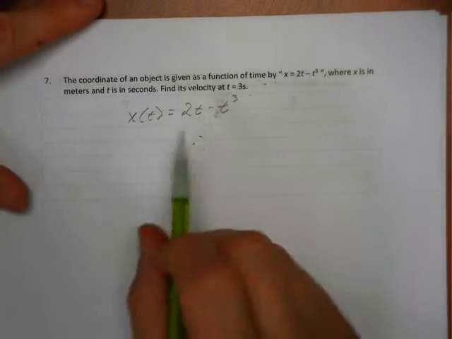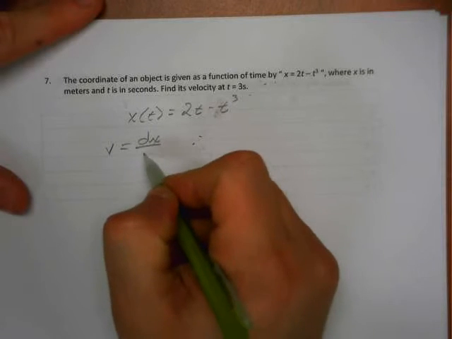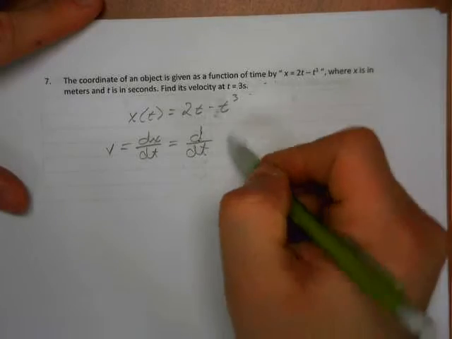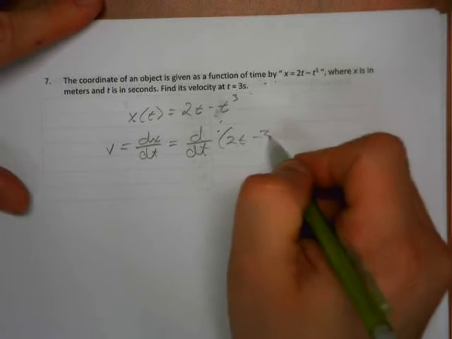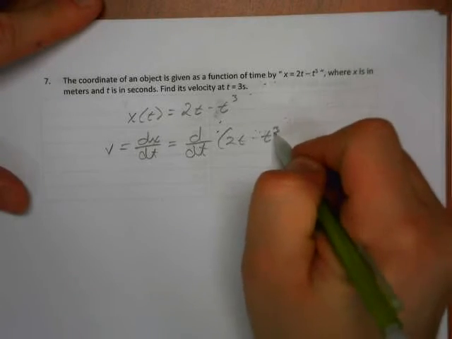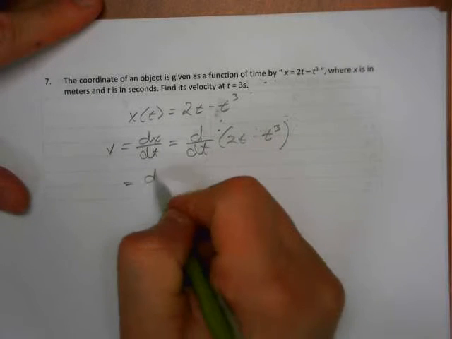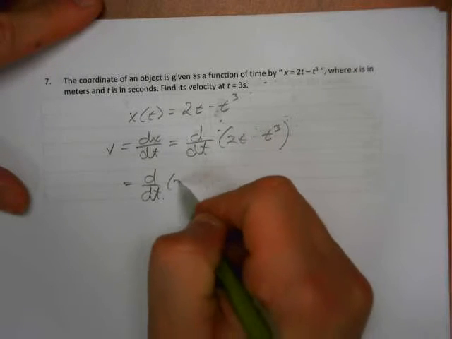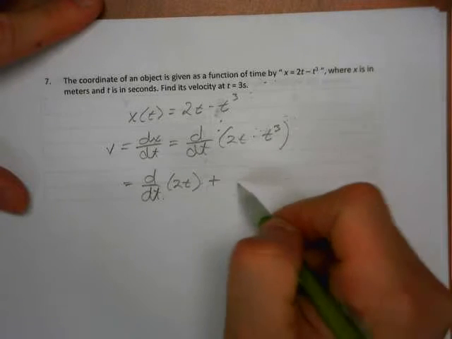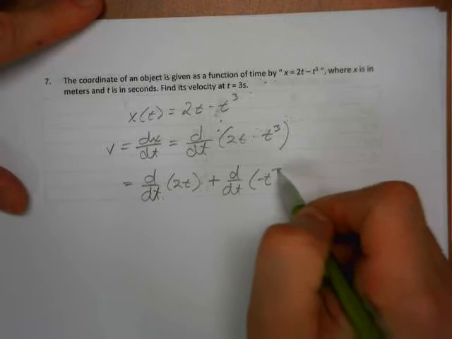Well, in order to get the velocity, the instantaneous velocity, we must differentiate x with respect to t, or d/dt of 2t minus t cubed equals, we can differentiate each term independently, plus d/dt of negative t cubed.